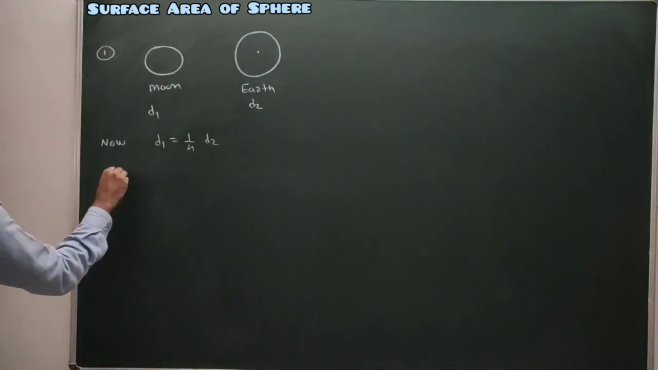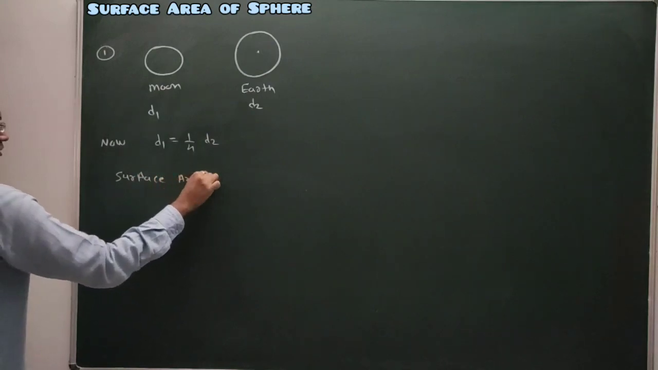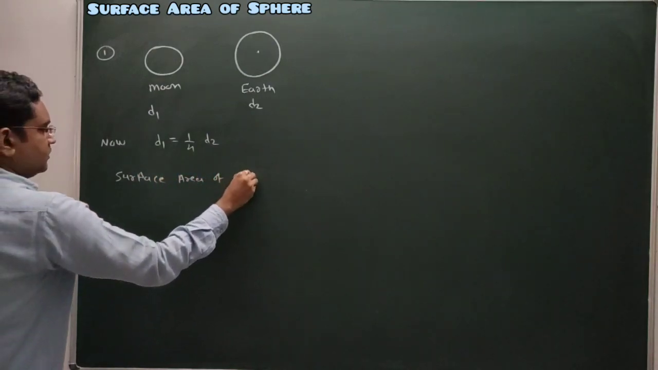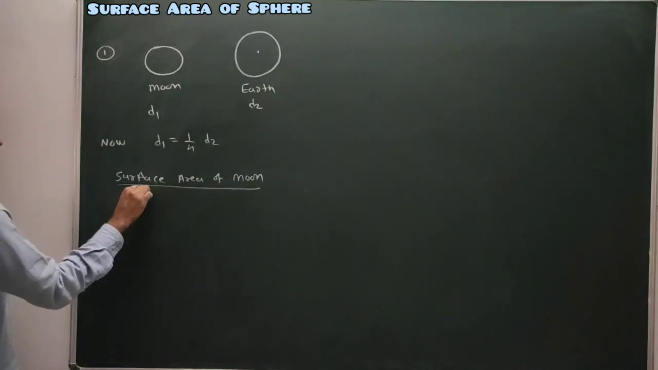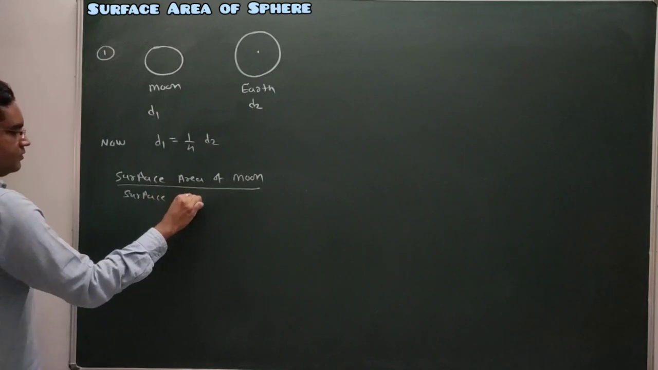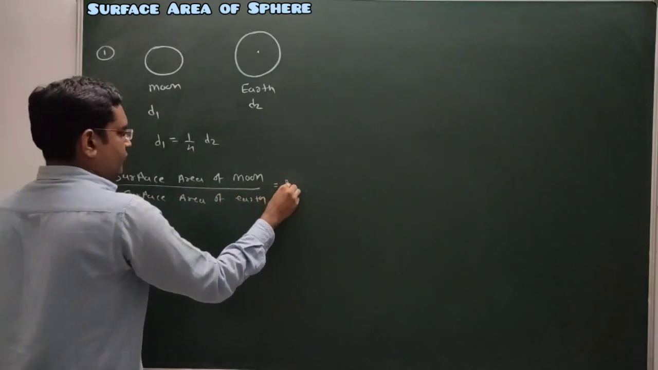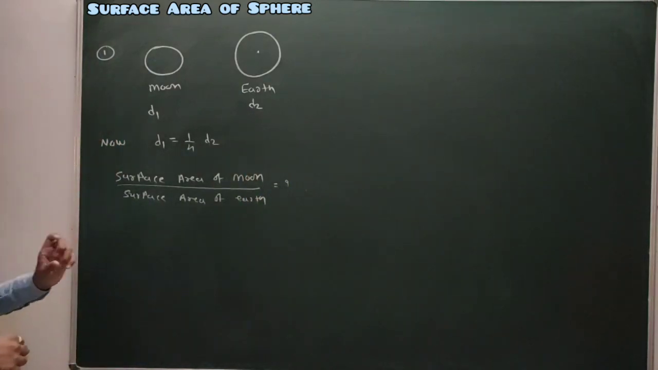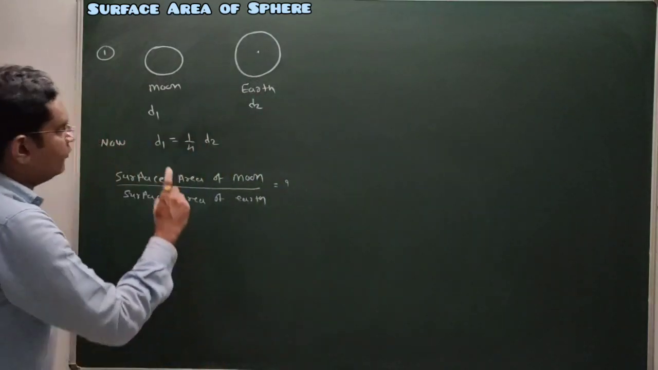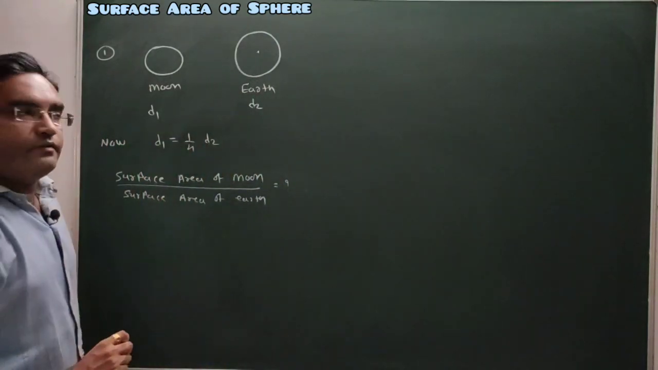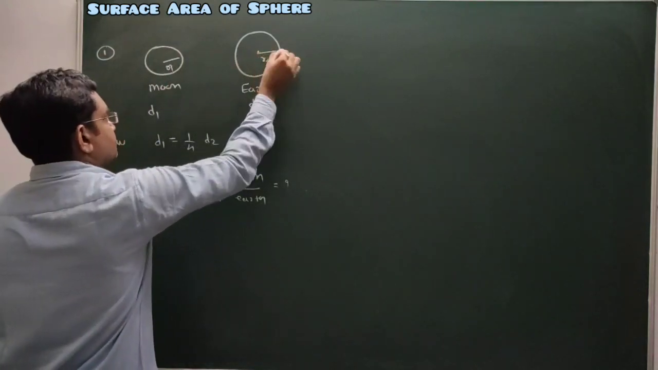What you have to find? We have to find the ratio of surface area of moon to surface area of earth. This ratio we have to find. Both moon and earth are in the shape of sphere and the surface area of sphere is 4 pi r square. We require value of radius of this moon and this earth.